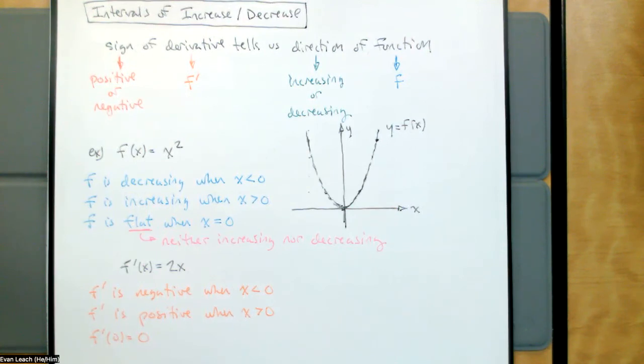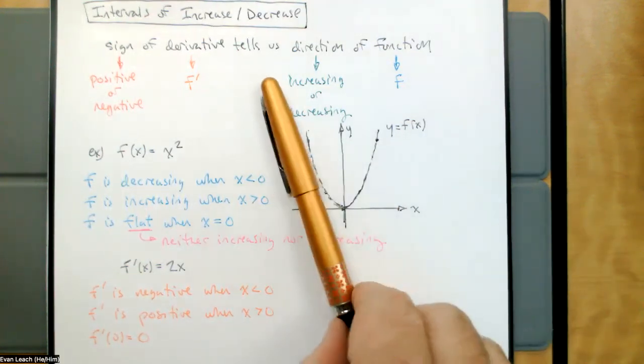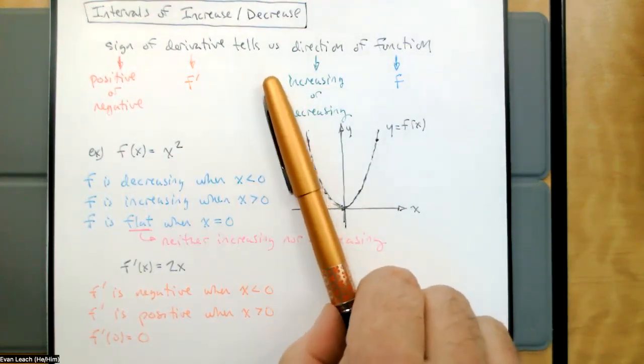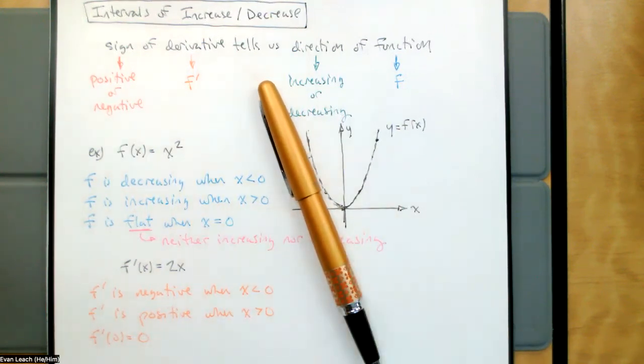If we think about what the derivative is telling us, the slope of the line tangent to the function, we can see why this relationship is going to exist, that the sign of the derivative will tell us about the direction of the function. If I look at the tangent line, when x is negative, my tangent line has a negative slope. That makes sense when we look at the derivative, 2x. 2x is negative when x is negative. The slope of the tangent line is negative. That indicates a function that is decreasing.